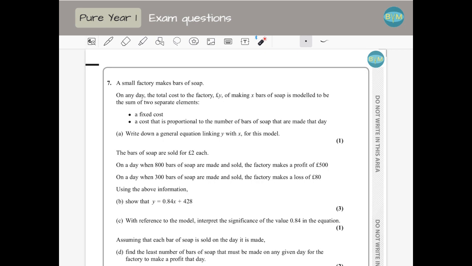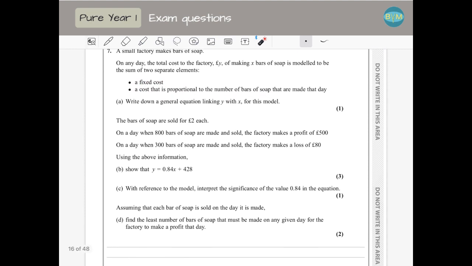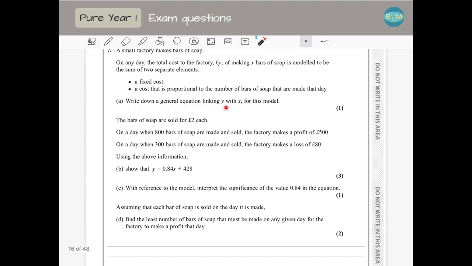Hello, this is question 7 on your June 2019 paper 2 from Edexcel, where you have a small factory makes bars of soap, and on any day the total cost of the factory, Y, of making X bars of soap is modeled to be the sum of two separate elements, a fixed cost and a cost that is proportional to the number of bars that are made on that day. Write down a general equation linking Y with X for this model.